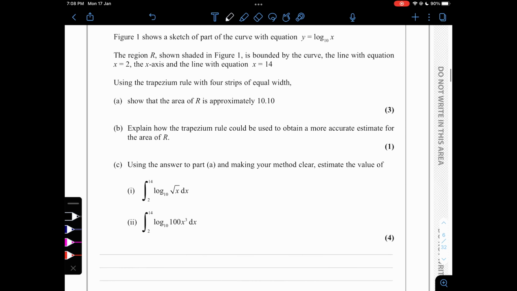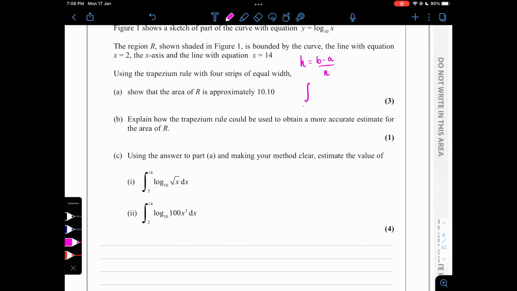So the trapezium rule, if you do not remember: we need to know what the height is, which is b minus a over how many strips we have. Then the integral from a to b of y dx is approximately h over 2, times the first y value, plus 2 times whatever is inside, so y1, y2 and so on, plus the last value, and that's it. Okay, so let's see what we can compute from here.